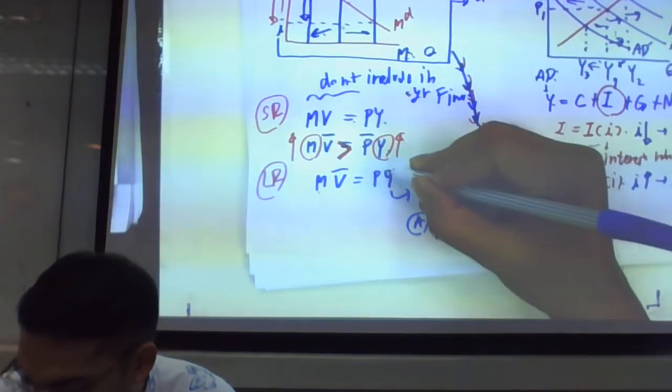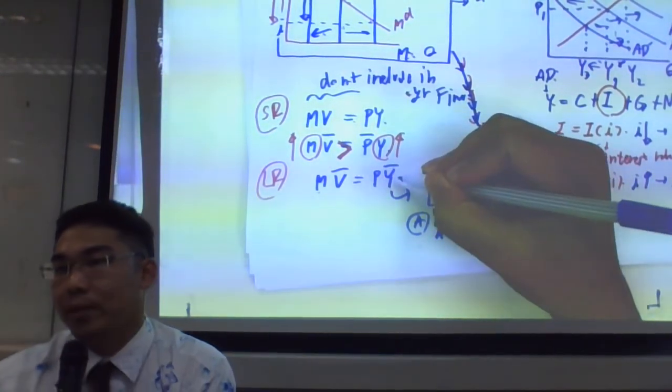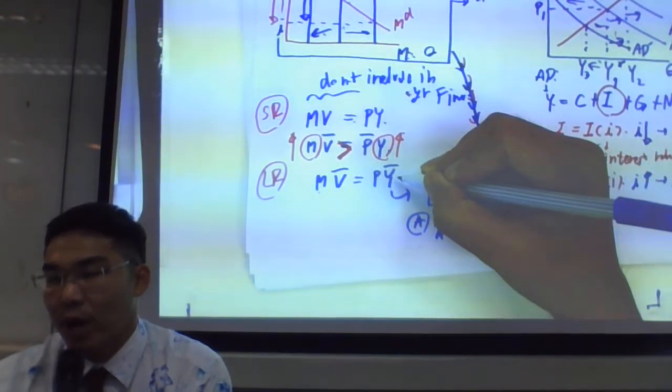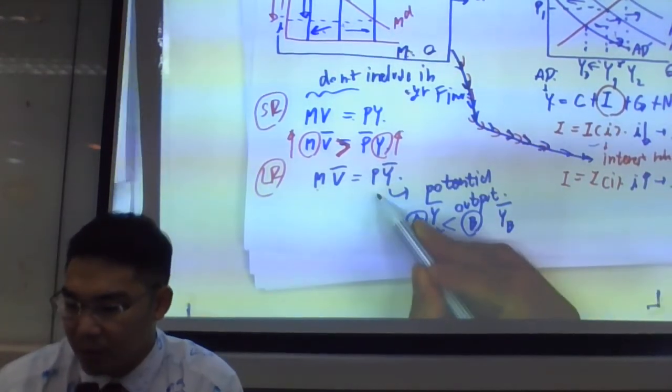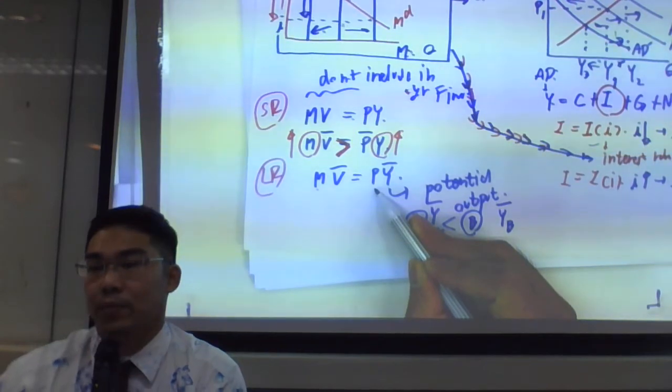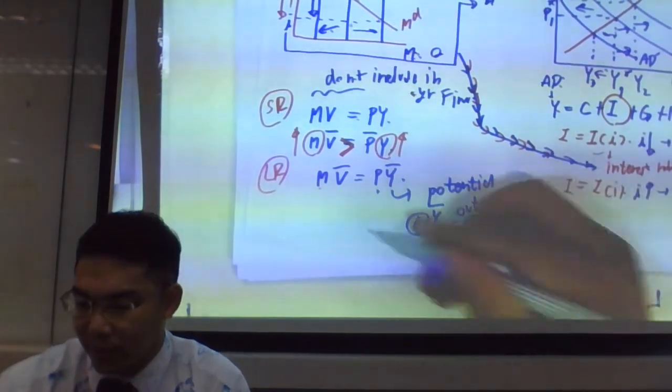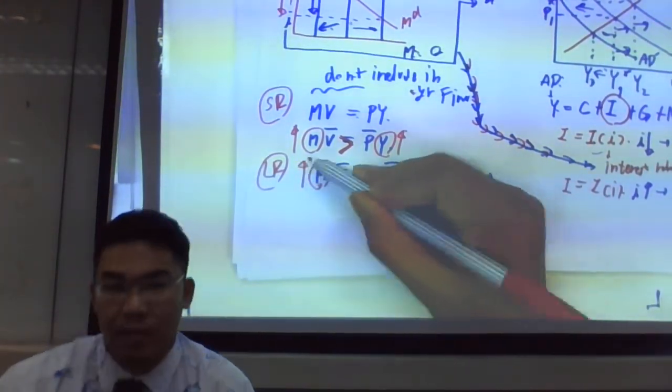For this one, Y bar is the potential output. It is also a fixed value in the long run. However, in the long run, the price here is flexible. So when the central bank increases the money supply, what will happen?